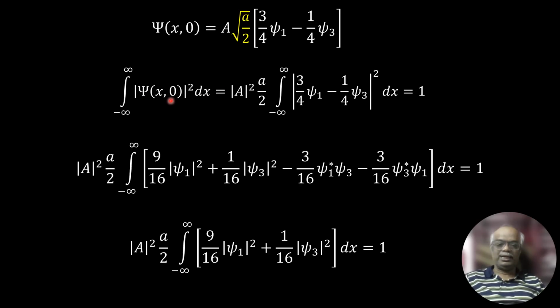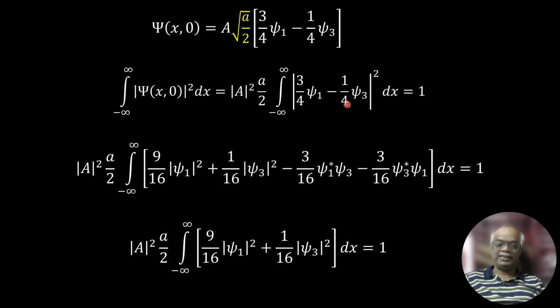Now psi x 0 is, you replace this, you will get a square. If you square this, you will get small a by 2, and this integral 3 by 4 psi 1 minus 1 over 4 psi 3 modulus square. So if you take modulus square of this integral, then you will get psi 1 star psi 1 is equal to 3 by 4 into 3 by 4, which is 9 by 16, modulus psi 1 square.